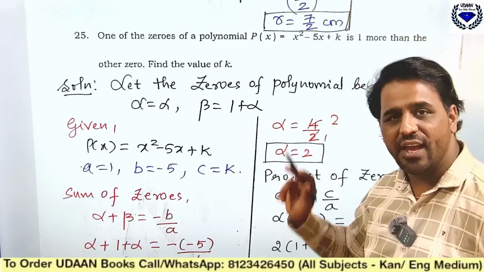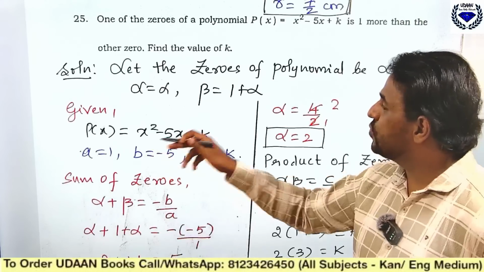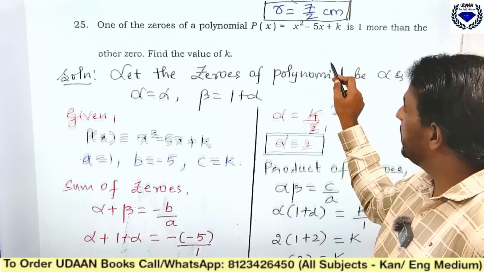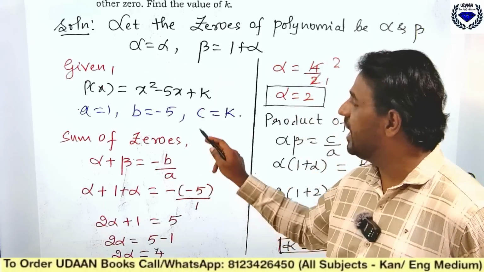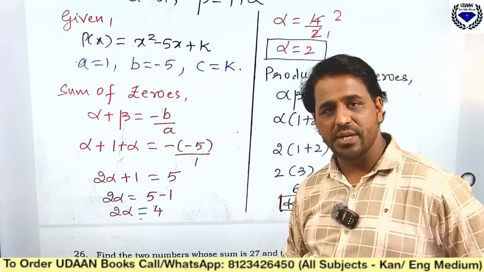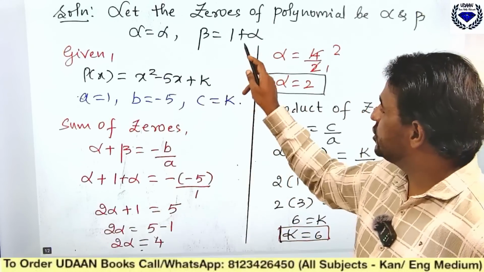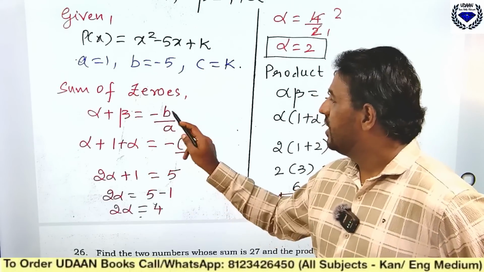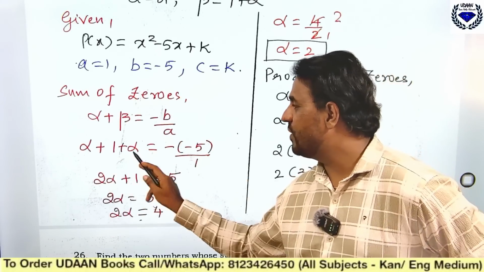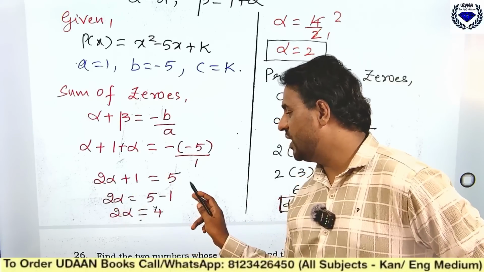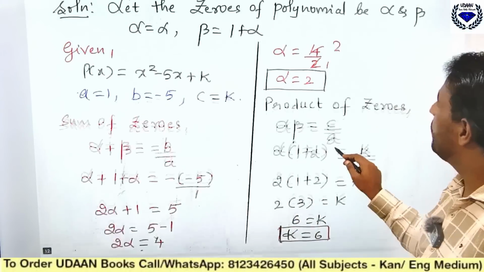That means one is more than the other. Other is alpha only. Now p of x is x square minus 5x plus k, that is the given equation. a is 1, b is minus 5, c is k. Sum of zeros formula: alpha plus beta is minus b by a. Alpha is alpha, beta we have assumed as 1 plus alpha. Minus b is minus minus 5 by 1, minus minus gets cancelled, 5. Alpha plus alpha will give 2 alpha. Send 1 on this side, 5 minus 1 is 4. So 2 alpha is 4, alpha is 2.